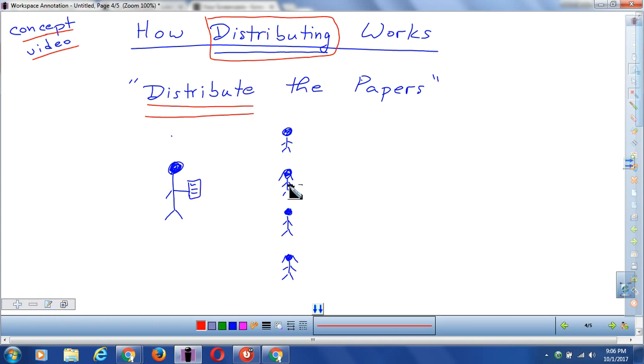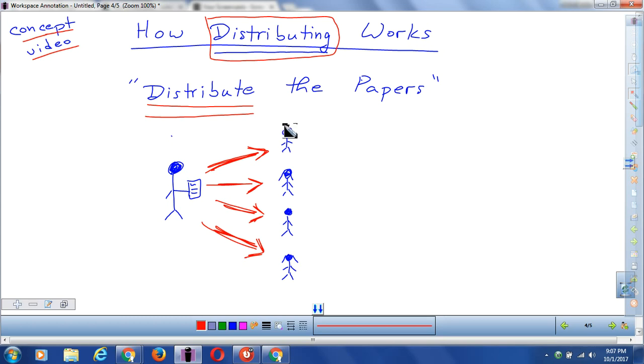Well, let's look at this little classroom right here. So here's a student who's about to give out some papers. And the teacher says, distribute the papers. And the question I have for you is, does the student just give all the papers to one student in order to distribute the papers? No, of course not. When he distributes, he gives the papers to every student in the class. Everybody gets a paper.